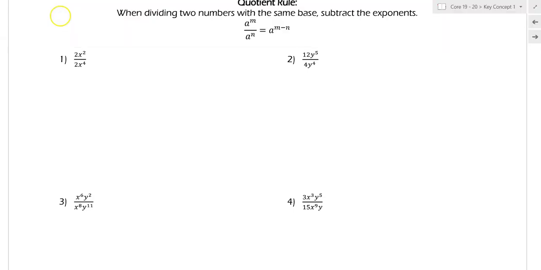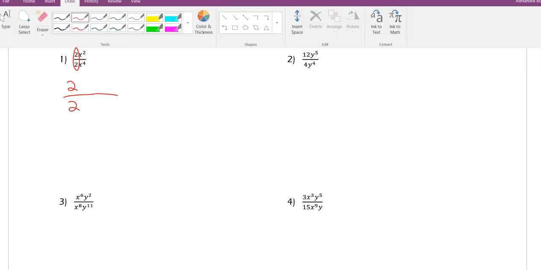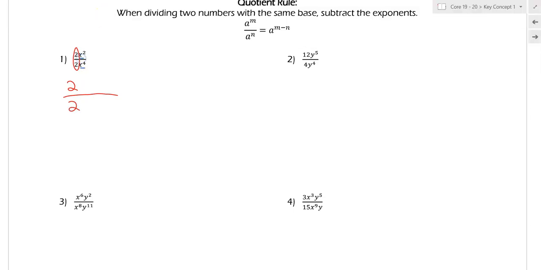All right, so here we look at our numbers first. So we do have 2 over 2. And then these are both x. This one's bigger. So that's where the x is going to go. And then I do 4 minus 2. 2 over 2 is 1. X, 4 minus 2 is 2.